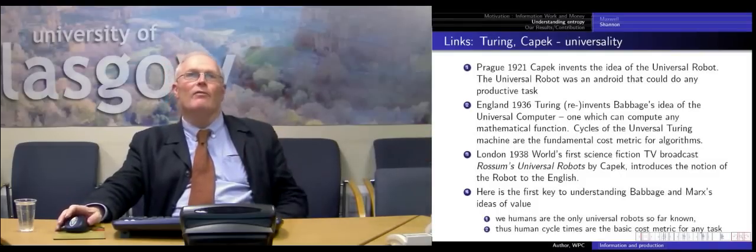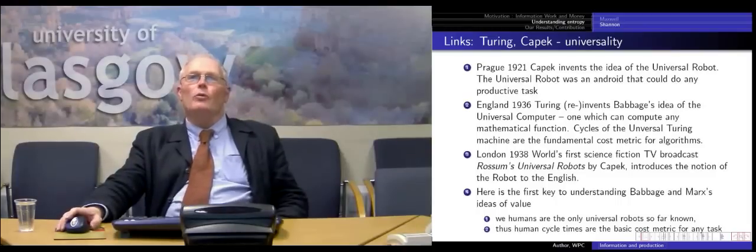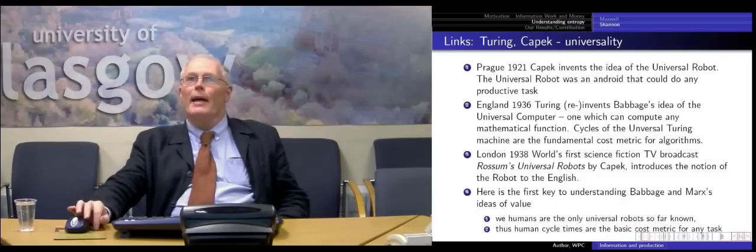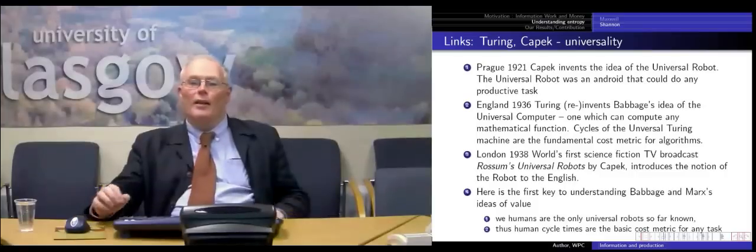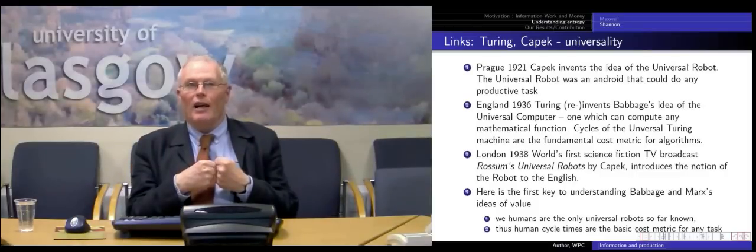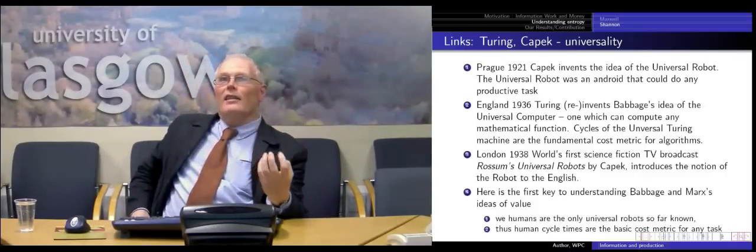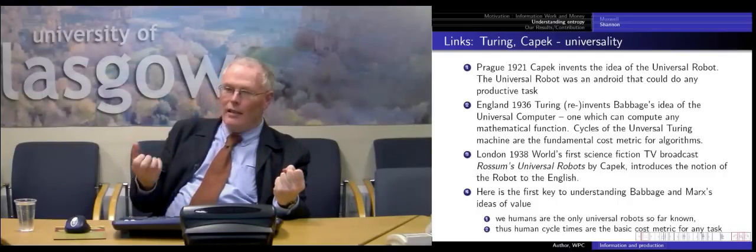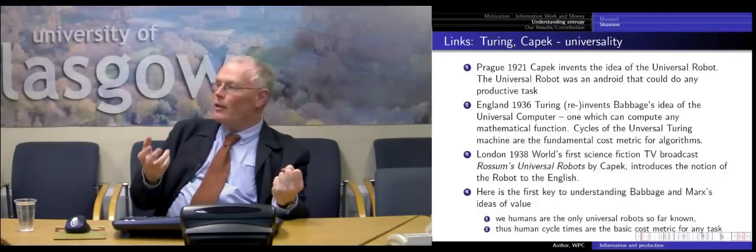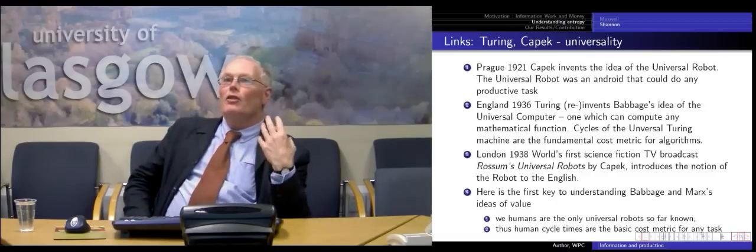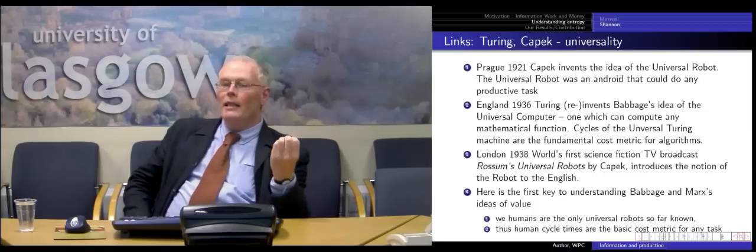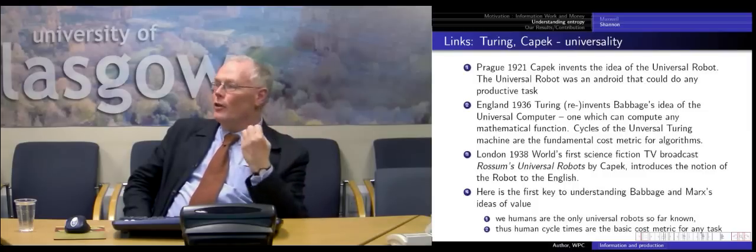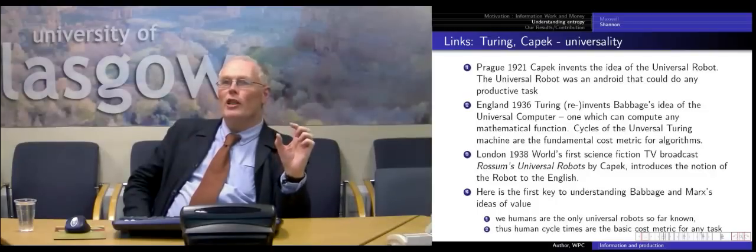Now, let's look at some further links here. Back in 1921, Capek invents the idea of the universal robot in his play, Rossum's Universal Robots. And the universal robot was an android that could do any productive task. In 1936, Turing reinvented Babbage's idea of the universal computer, and the next talk in this series will be given by Professor Michelson, who will talk about that. And the universal computer was one which could compute any mathematical function. And in computer science, we now use cycles of the universal Turing machine as the fundamental way of measuring the cost of an algorithm.